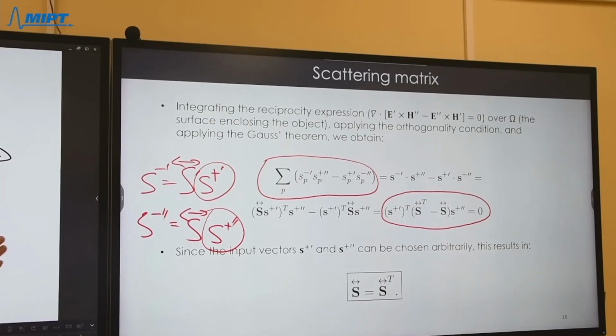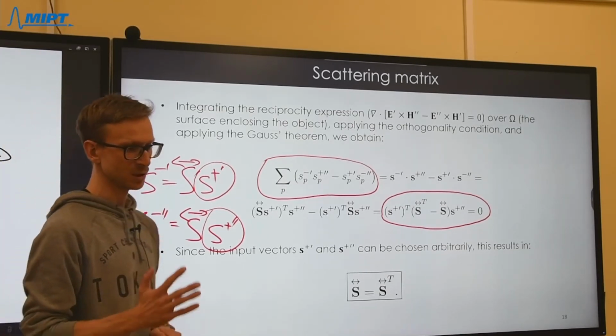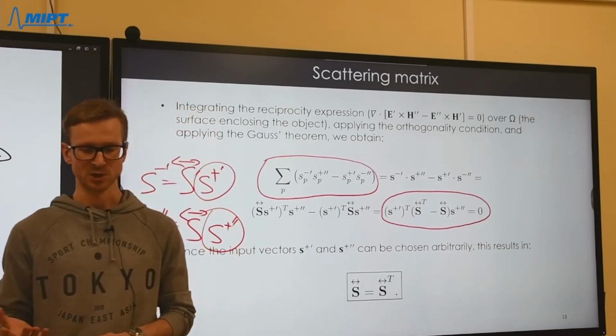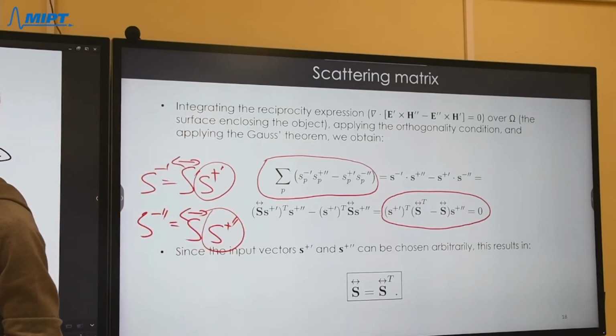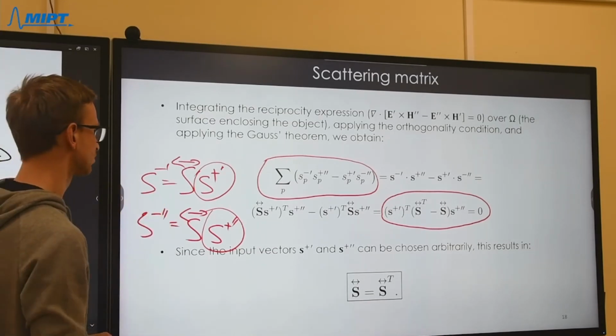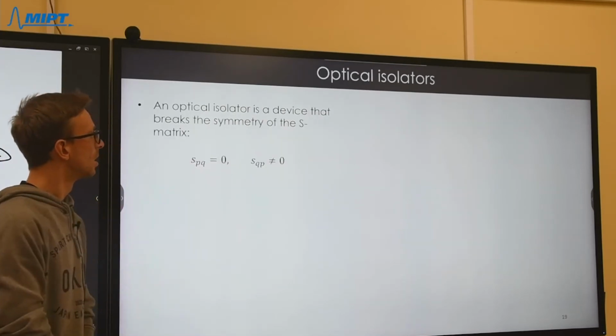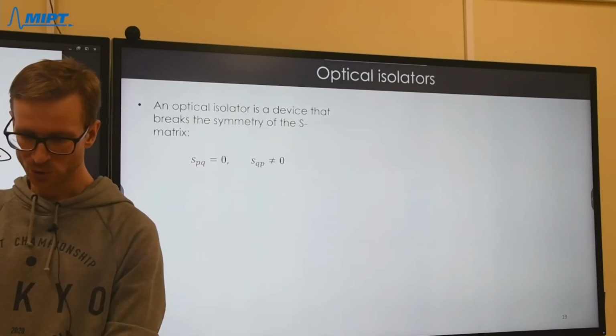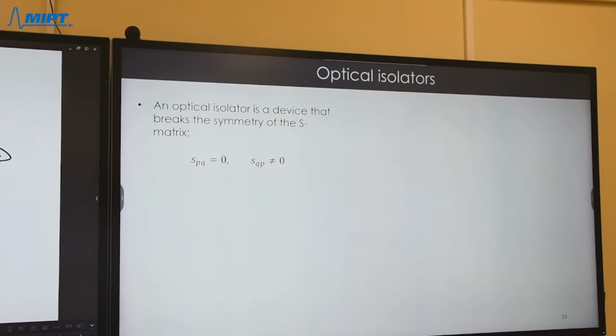So just to recap the last two statements. If the system is lossless, if it doesn't lose or gain energy, the S matrix is unitary. And if the system is reciprocal, which happens perhaps more often than unitarity, then the scattering matrix is symmetric. Right, so that's the basics of the scattering matrix.